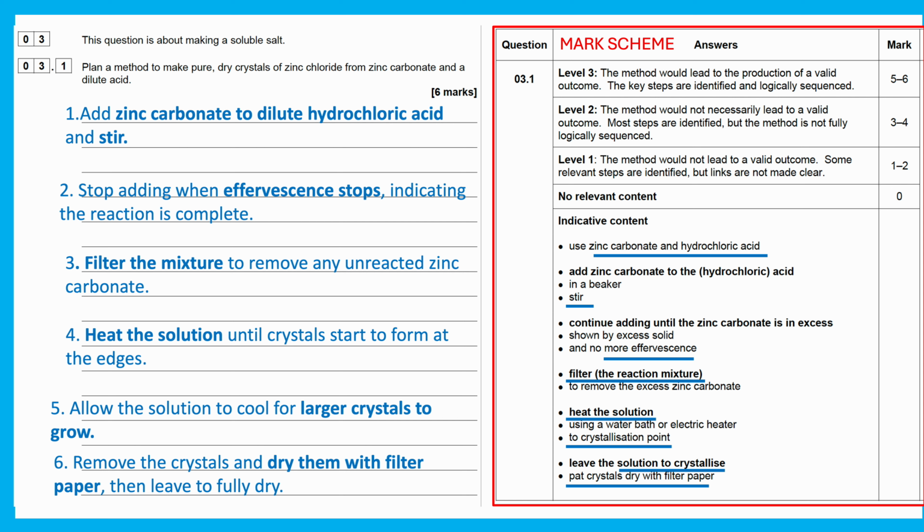Next, allow the solution to cool and crystallize naturally, aligned with the point from the marking scheme mentioning, leave the solution to crystallize. Finally, pat the crystals dry with filter paper and leave them to fully dry, also specified in the marking scheme at the end. This method includes all the key steps in the correct sequence, ensuring a valid outcome and fulfilling all 6 marks required from the Level 3 criteria in the marking scheme.